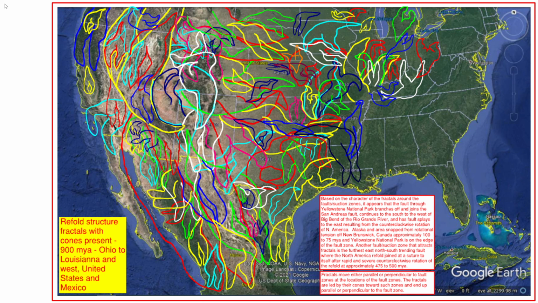Okay, refold structure fractals with cones present. Ohio to Louisiana and west, United States and Mexico. I'm going to get into details on the next slide, but just check some of these guys out. Look at this one in white that I'm highlighting now. See the highlight in kind of the west? Really, really cool stuff.